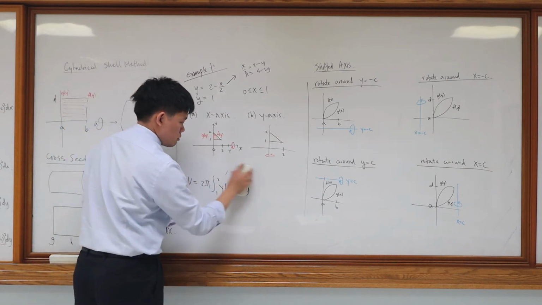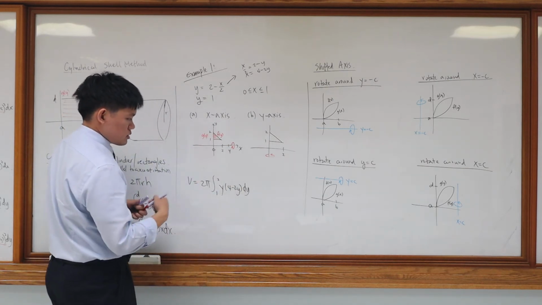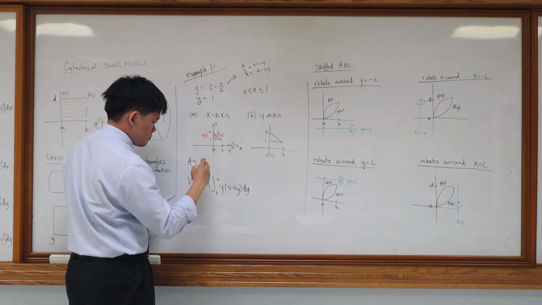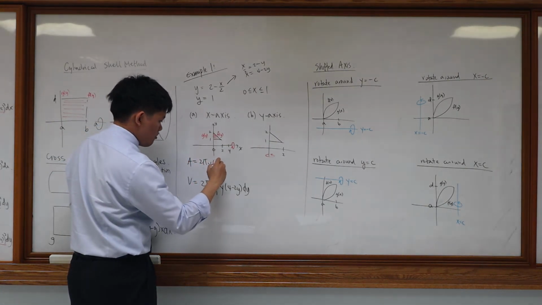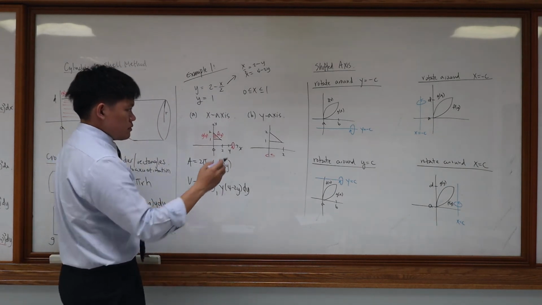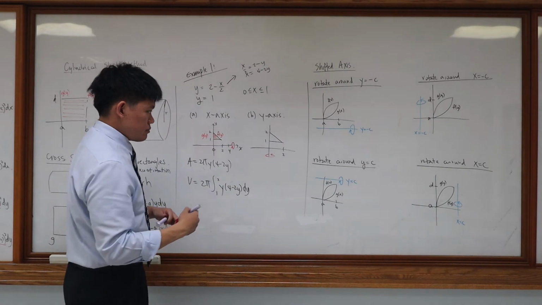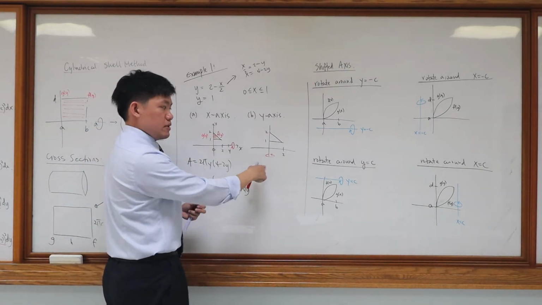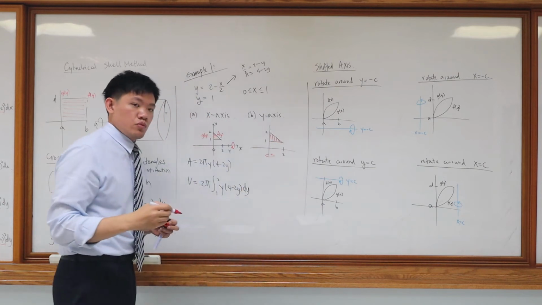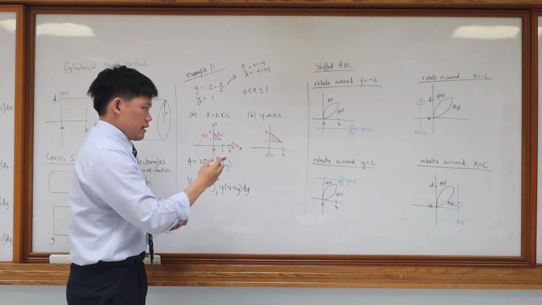Okay, so let me rewrite that, move it over so I have space. So the area here is equal to 2 pi y times 4 minus 2y. Now, if I rotate around the y-axis here, my cross-section is going to be parallel to that. Okay, it's going to be vertical. That means I have to integrate this function with respect to x.